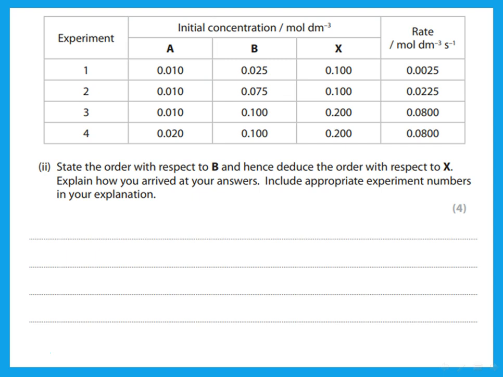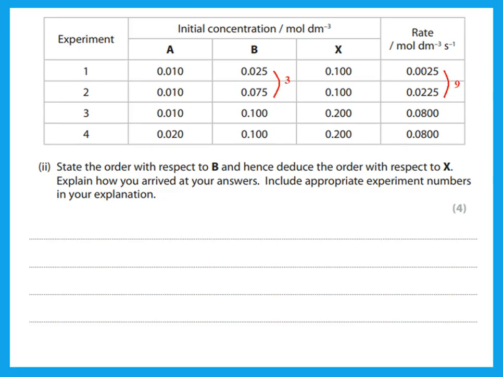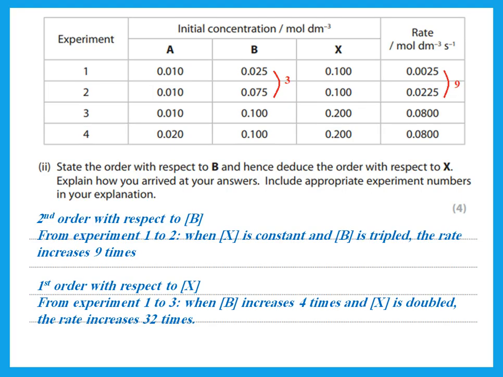State the order with respect to B, and hence deduce the order with respect to X. So let's take a look at B. I want to determine the order with respect to B. I choose experiments 1 and 2 because A is constant and X is constant. So what is happening to B? From experiment 1 to experiment 2, it's tripling. Now what happened to the rate? The rate increased 9 times, and that means we're talking about second order with respect to B.